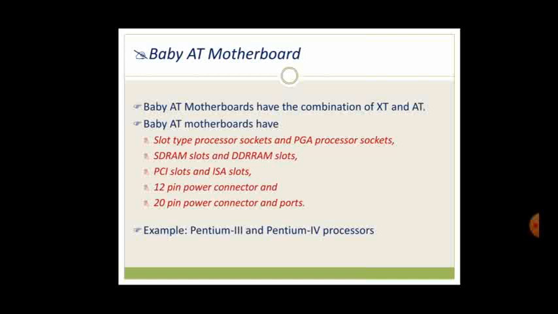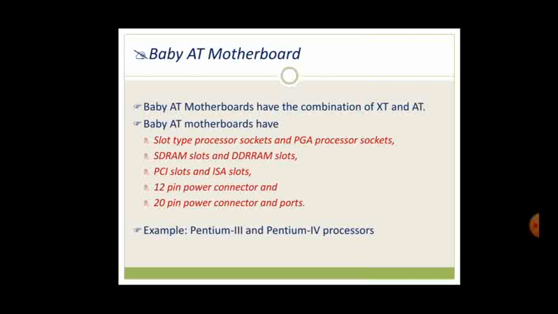These two slots have been used in XT as well as AT slot. The same slot has been used here in this Baby AT motherboard. Next, it is using 12 pin as well as 20 pin power connector. So XT uses 12 pin power connector and AT used 12 pin power connector, but this Baby AT motherboard is using both 12 as well as 20 pin power connector. So example for Baby AT motherboard is Pentium 3 as well as Pentium 4 processor. That means some of the Pentium 3rd generation processor are also using Baby AT motherboard. Nothing but there is an advancement in Pentium 3rd generation processor.